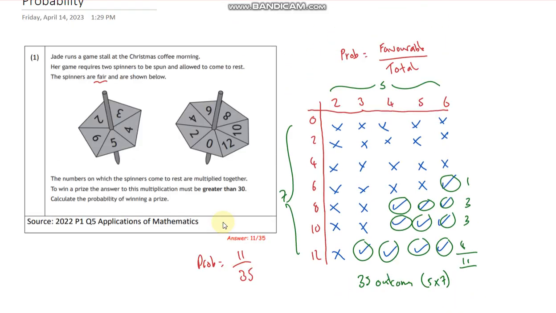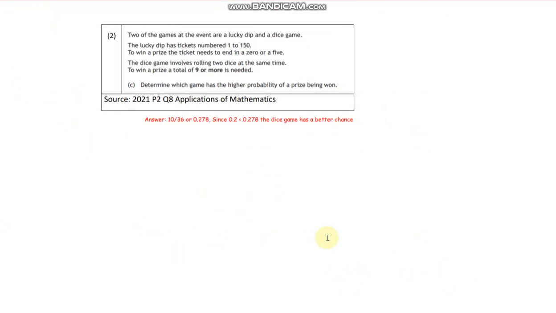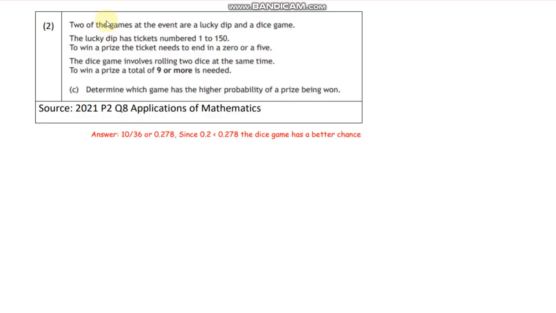Let's see if I can do another question. See, it's quite quick. This is not too difficult. So okay, we've got numbers here. 2 games at an event. The lucky dip is tickets numbered 1 to 150. So I'm going to write that down just to remind me. Okay. To win a prize, the ticket needs to end in a 0 or a 5. Oh, right, okay, end in a 0 or a 5.